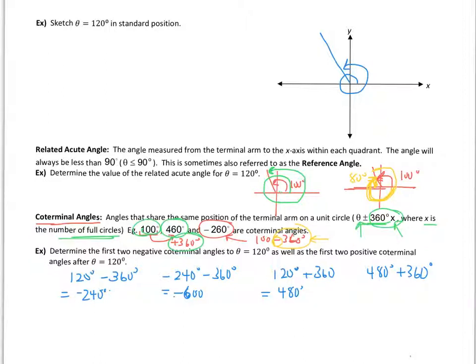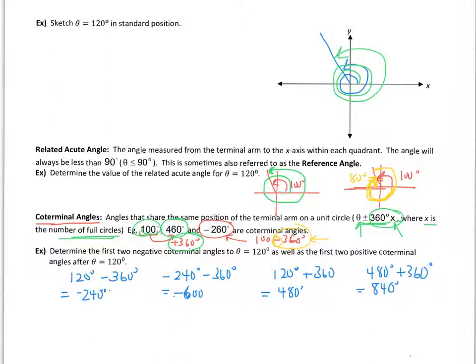And for 480 plus 360. I'm really tired and I don't want to make a mistake here. That is going to be 840 degrees. All right, so that one means that I'm starting here, I'm going around and around, and then I stop.